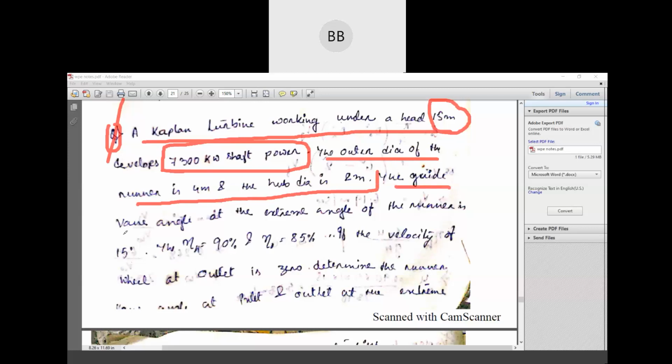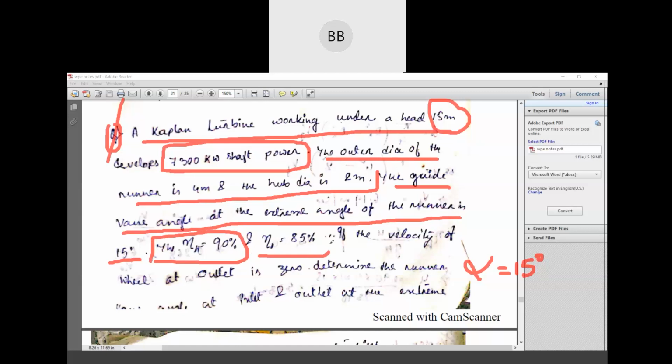The guide vane angle at the extreme edge of the runner is 15 degree. That is, your alpha is given as 15 degree. Then hydraulic efficiency is given as 90%, and overall efficiency is 85%. And what is given, if the velocity of whirl at outlet is 0, determine.